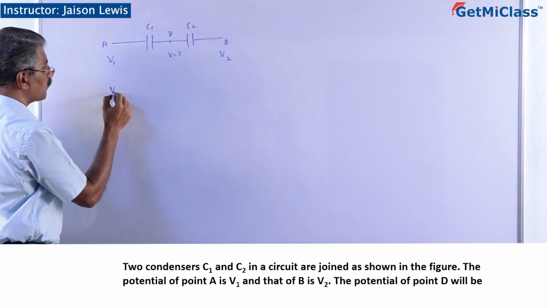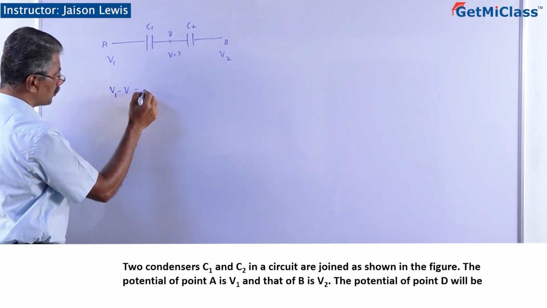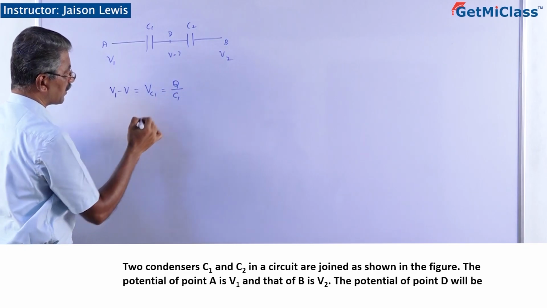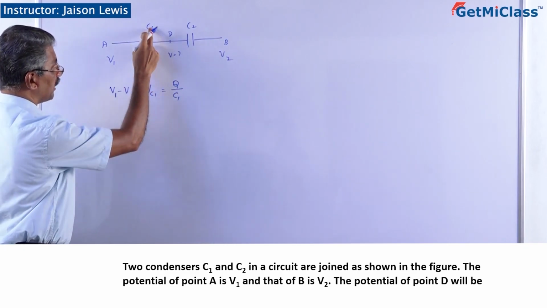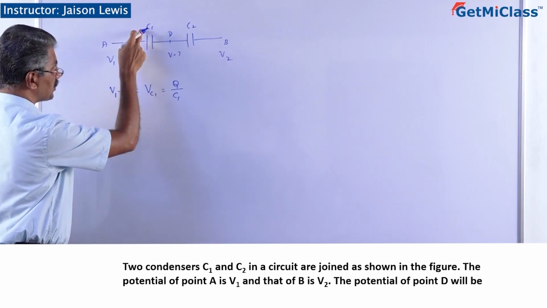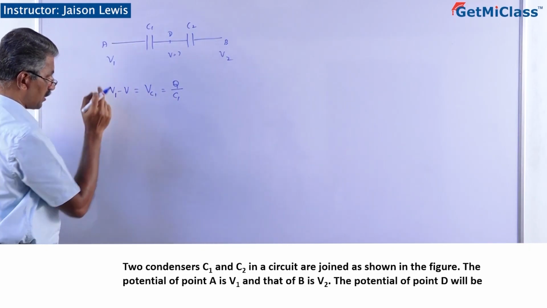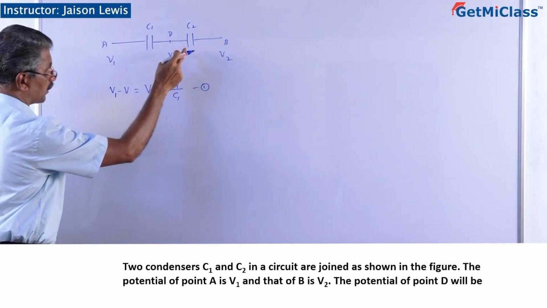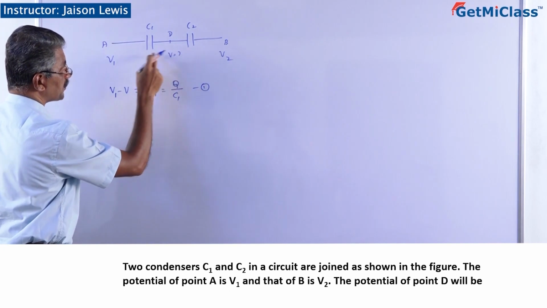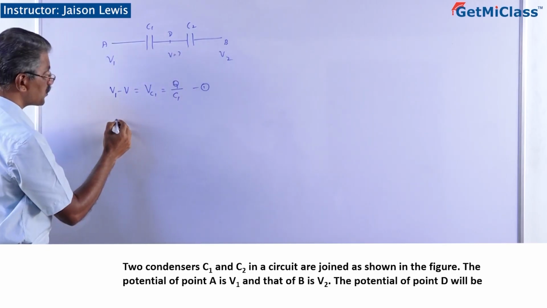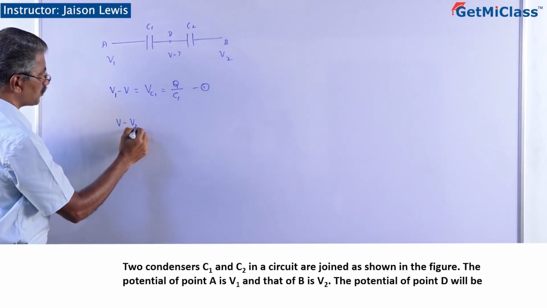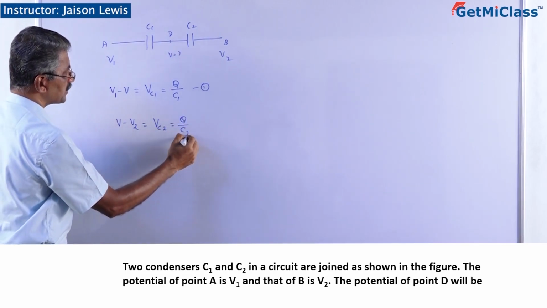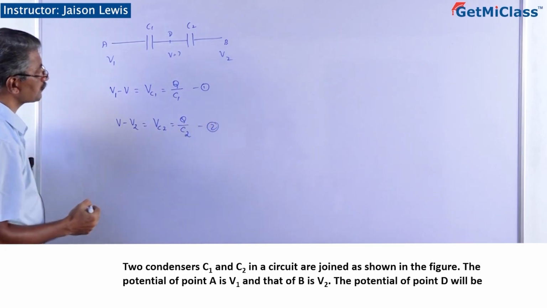Therefore, you can rewrite V1 minus V is equal to the potential across C1, and that is given by Q divided by C1. Reason: Q is the charge accumulated in the first capacitor C1, and charge divided by capacitance gives the potential. Let it be equation number 1. Similarly, across the second capacitor, since it is in series with the first one, the charge must be the same. Hence, we can rewrite V minus V2 is equal to the potential across C2, and that is Q divided by C2. Equation number 2.